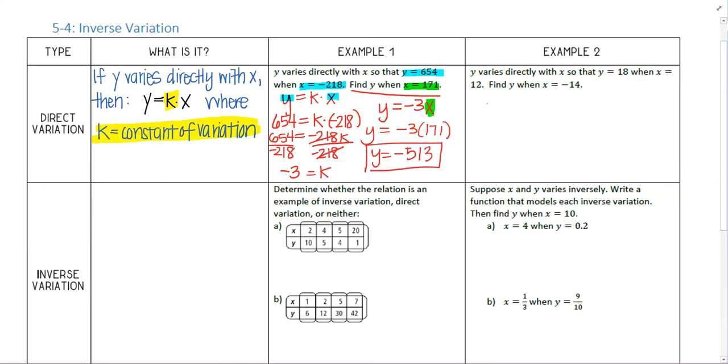Okay, go ahead and try example 2, which says y varies directly with x so that y is equal to 18 when x is equal to 12. Find y when x is negative 14. So give this one a try. When you're ready, hit continue or pause and see if you got it right.